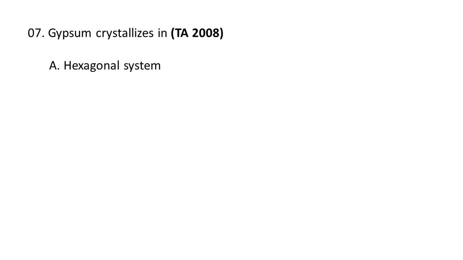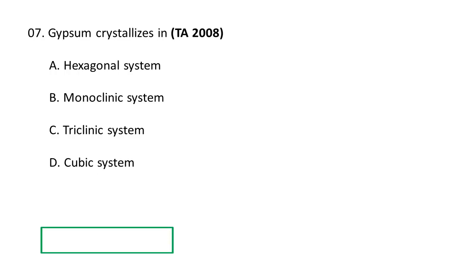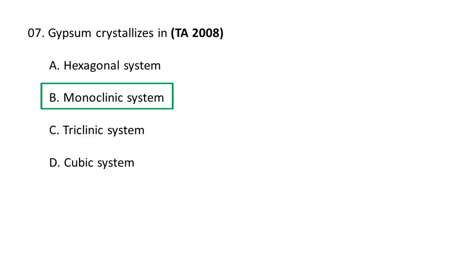Next question. Gypsum crystallizes in A hexagonal system, B monoclinic system, C triclinic system and D cubic system. Gypsum crystallizes in monoclinic system, and gypsum's structure is made up of alternating layers of water and calcium sulfate, which is connected by hydrogen bonds, and these gypsum crystals are usually tabular or prismatic in shape, and gypsum crystals often have twinning shapes such as swallowtail twins. Gypsum crystallizes in monoclinic system. B is the correct option.